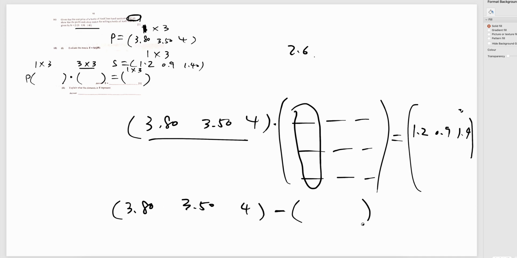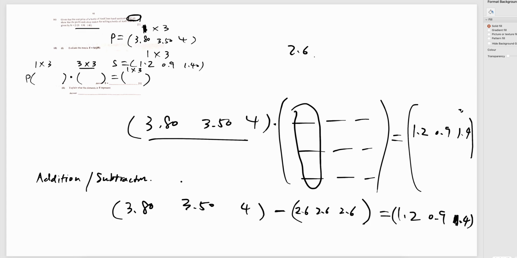Minus, yes. But minus what, so that you get this? So times doesn't work. So how do you do the minus so that you can get this? You put 2.6, 2.6, 2.6. Why? We have talked about the rule for multiplication. Now we talk about the rule for subtraction and addition: if you have a 1 by 3, you also must have a 1 by 3. They must have the same dimension in order for addition and subtraction to work.